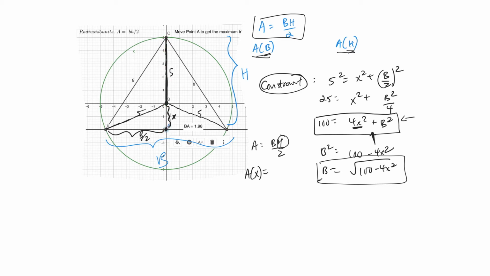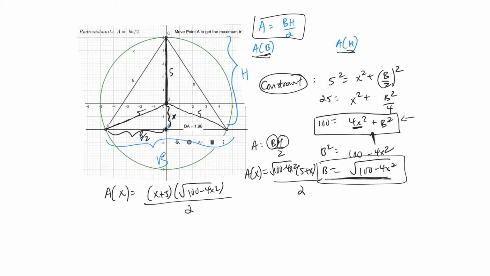So the height is going to be, in brackets, 5 plus x, all divided by 2. And what's the base? Oh, we have it. It's from our constraint, and that's going to give us 100 minus 4x squared. So just to write it more nicely on the bottom left-hand side, this is our function we're going to have to optimize. I'm just rearranging some pieces here. 100 minus 4x squared over 2.